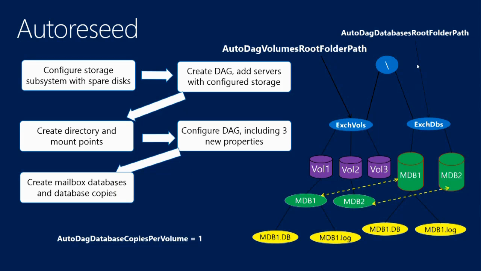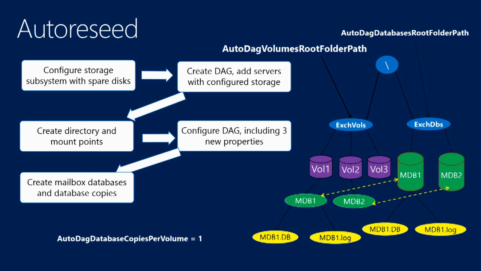So one is the autodag volumes root folder path. That's going to point to wherever your volumes are. In my case, exch vols. That is one of the new DAG properties that you'll configure. Another one is autodag databases root folder path. That's where you tell the DAG where all your databases are. Again, Exchange DBs in my example, or Exchange databases by default.